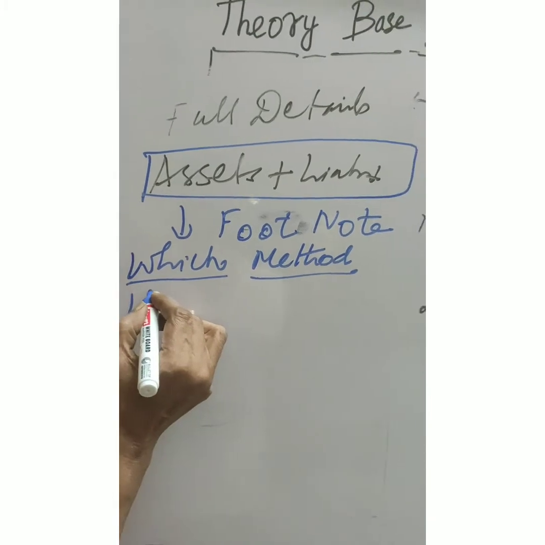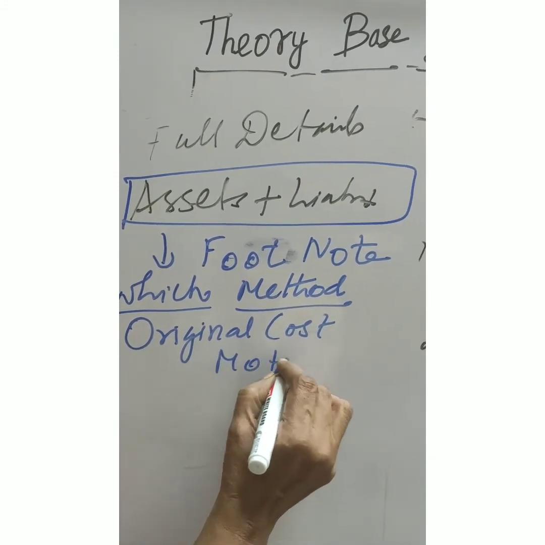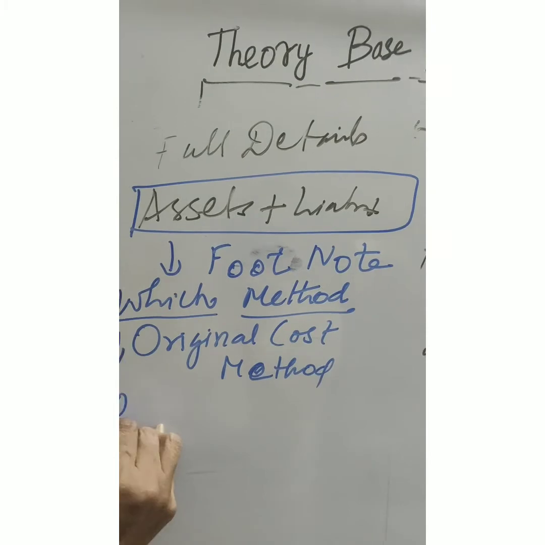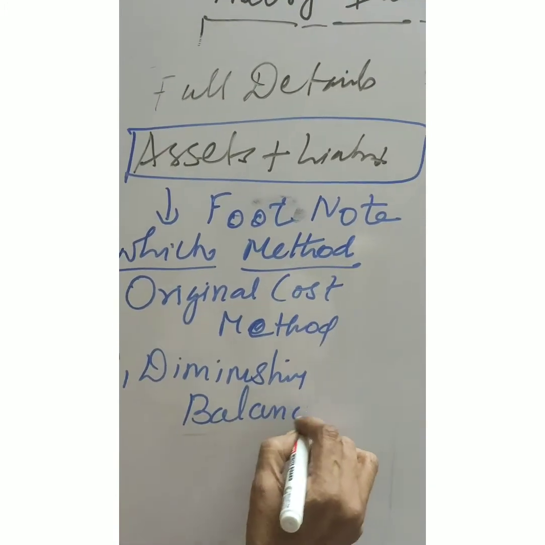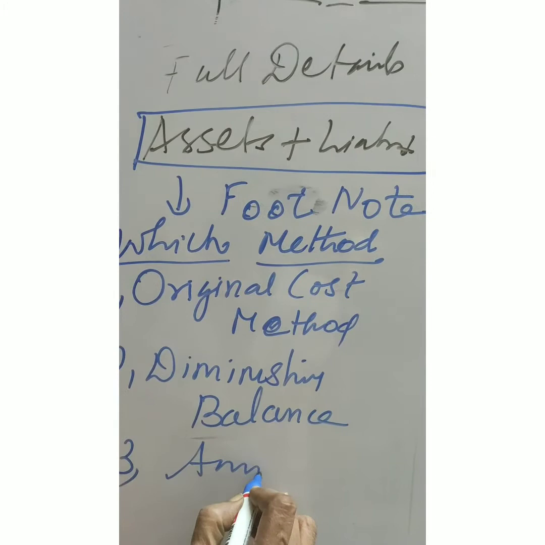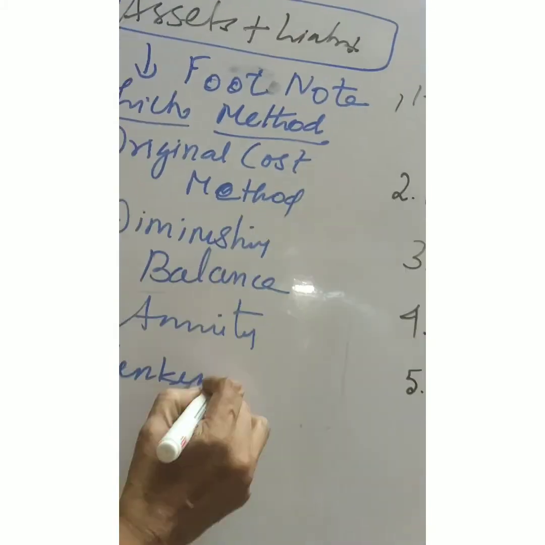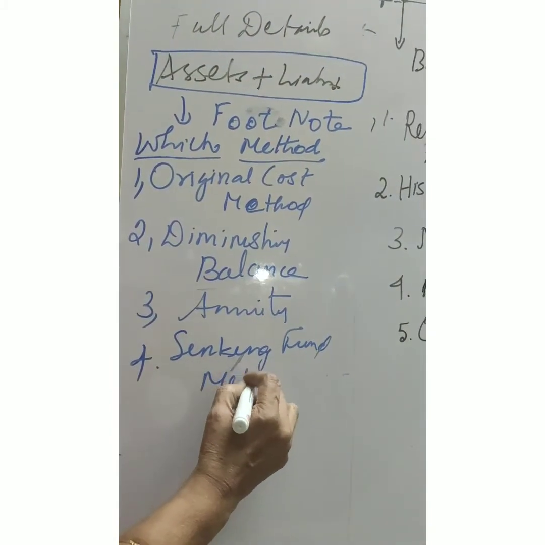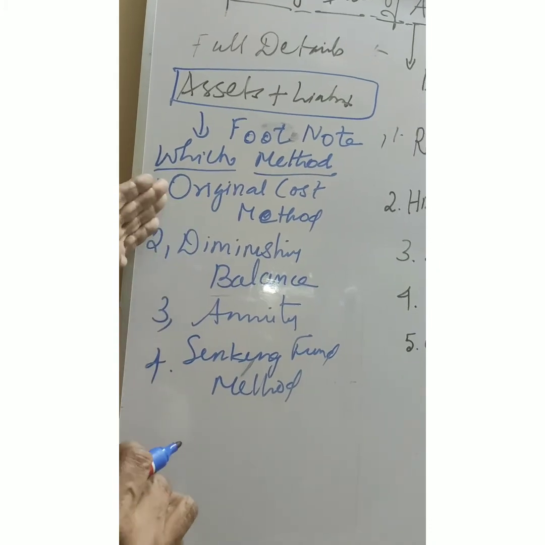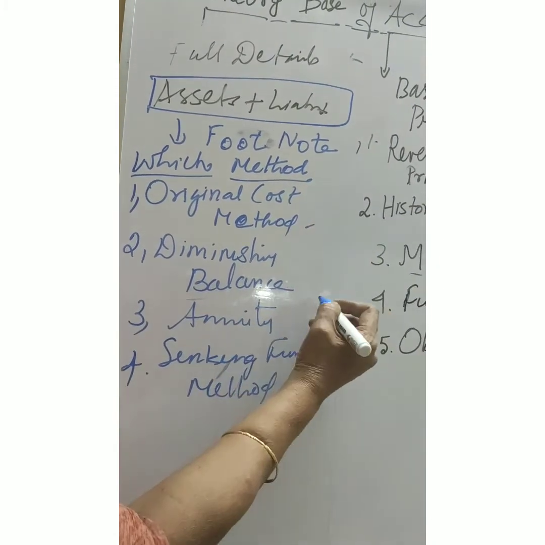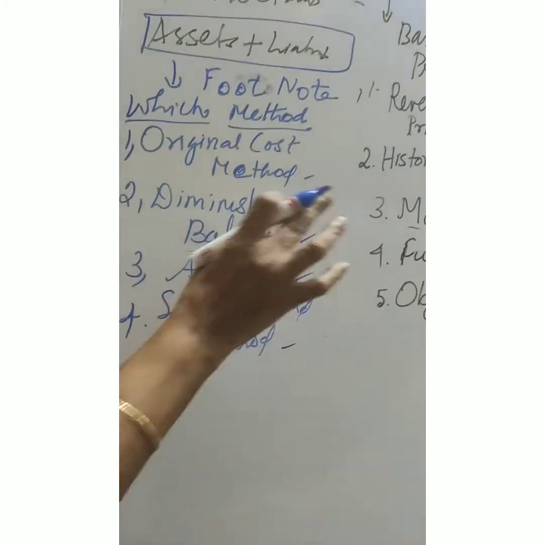There are different methods. One is called original cost method. Another one is called diminishing balance method, and third one is annuity method. Fourth one is sinking fund method. There are different methods like this. Which method is the business following to show the expense? That means expense means depreciation. Whether it's the original cost method or diminishing balance method or annuity method or sinking fund method, this information should be given in the full disclosure.